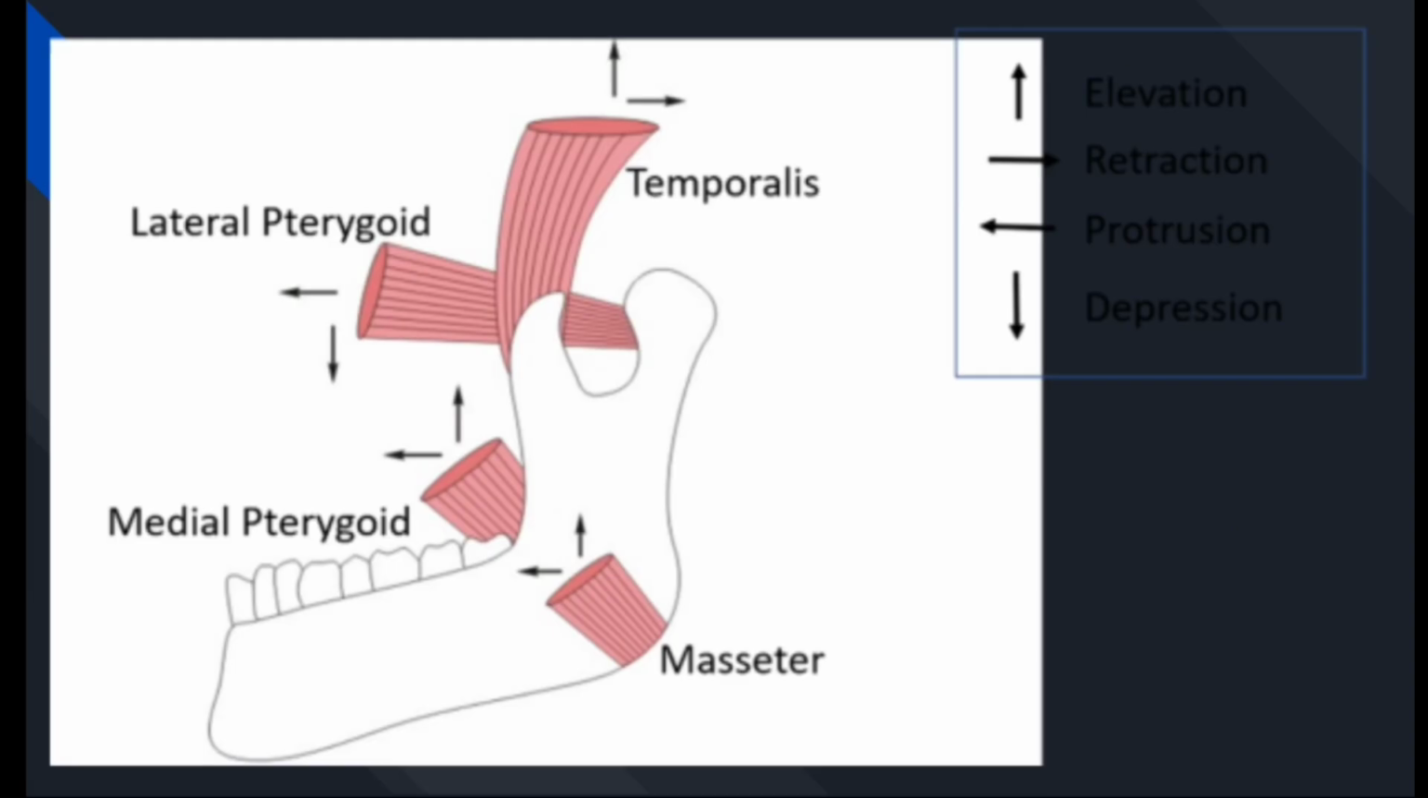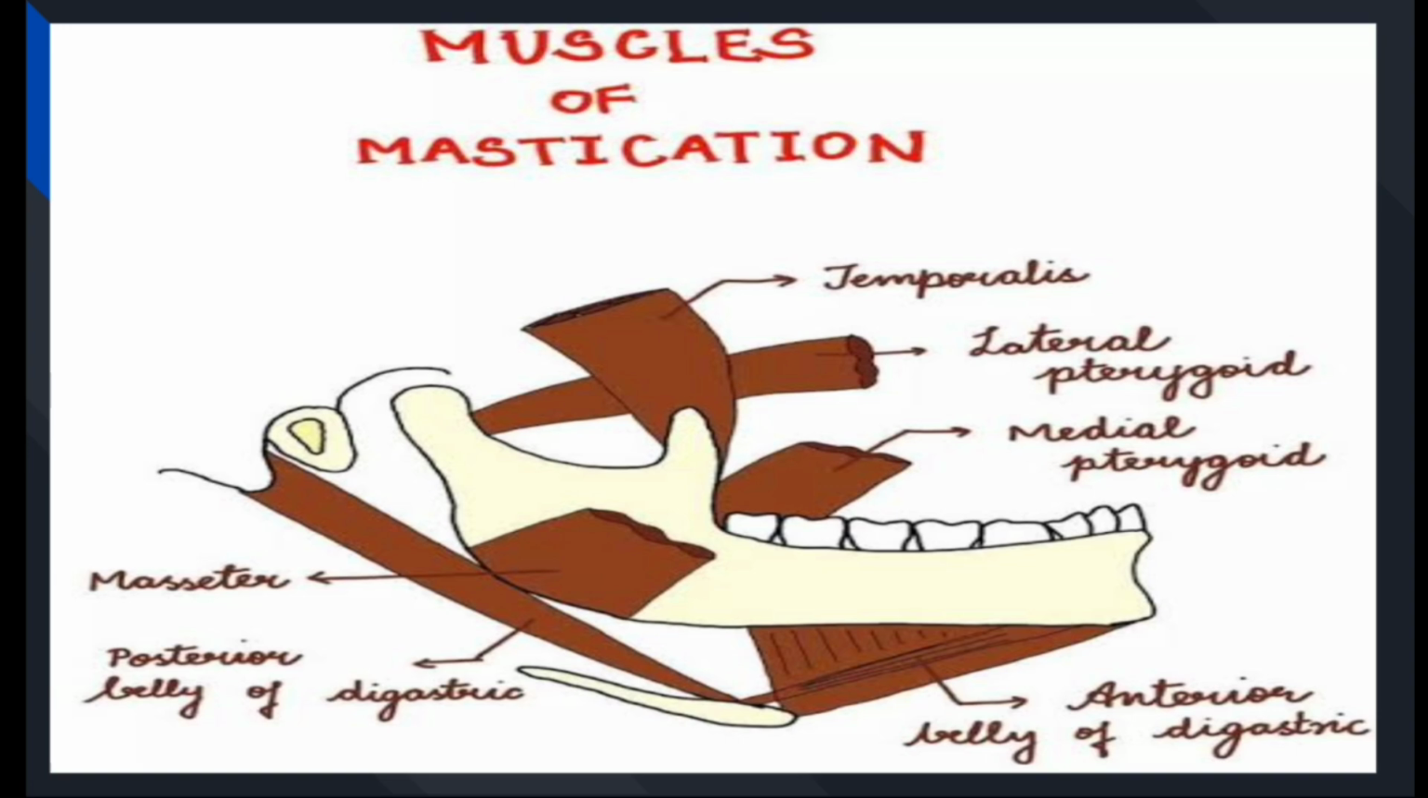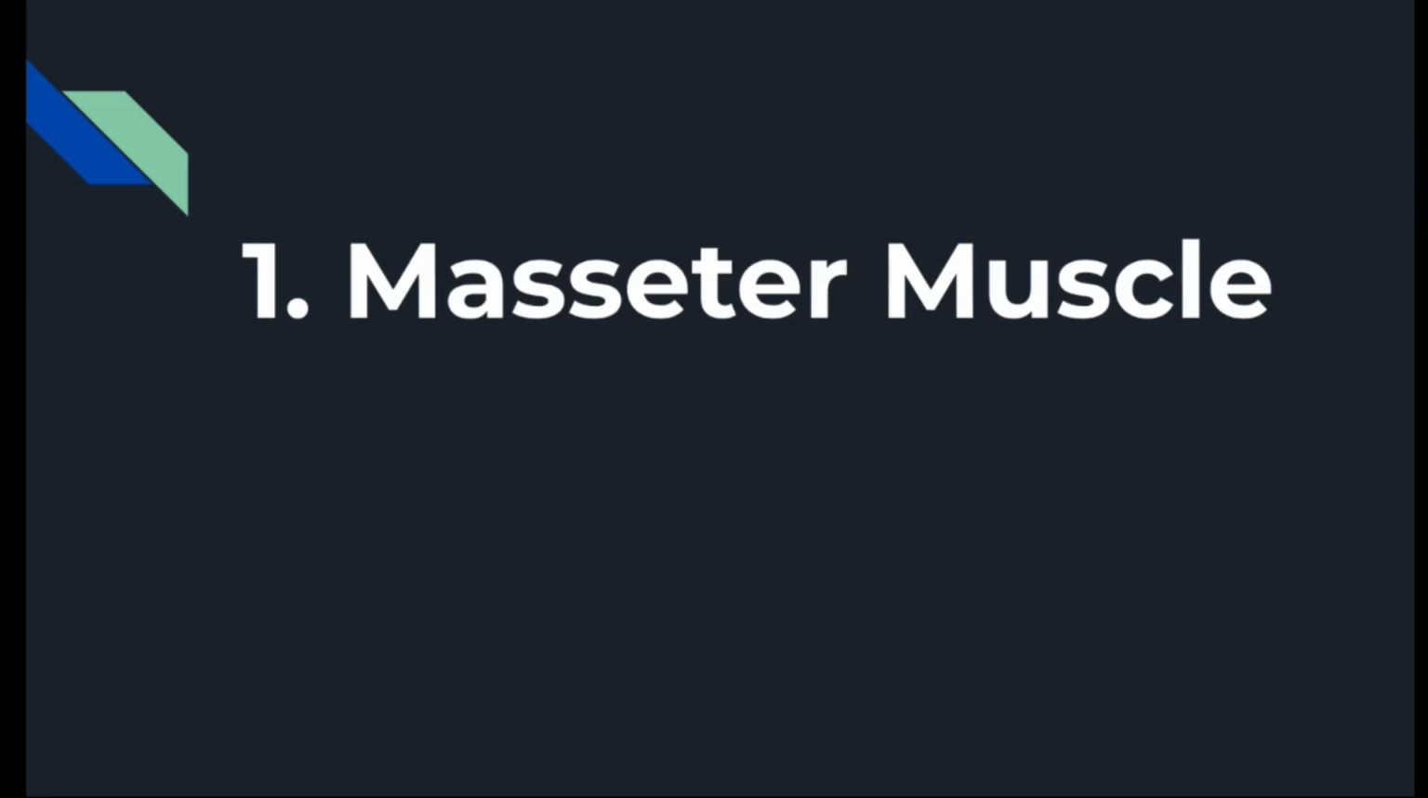We'll see them one by one. See, this is where the masseter is, near the ramus of the mandible. Masseter, temporalis, medial pterygoid, and lateral pterygoid. Take a screenshot of this diagram and practice it many times so that you remember each and everything. Next, we are going into the depth of the masseter muscle.